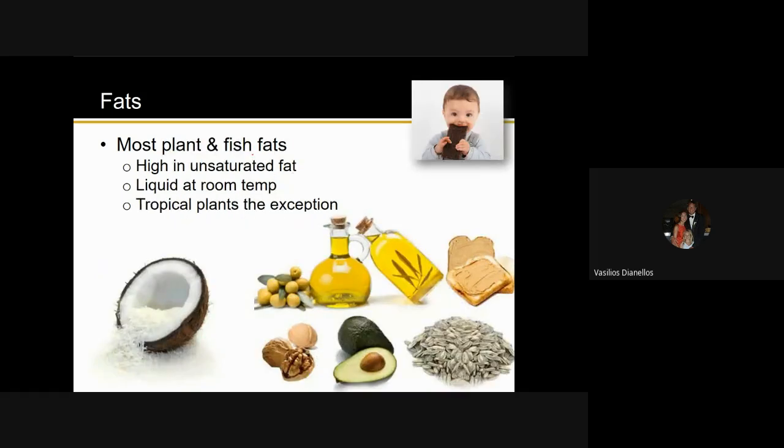All right. Most plants and fish fats are high in unsaturated fat. So now we're talking about the opposite. So generally speaking, at least for the exam, and if you're going to associate things, you would think of animals as saturated fat and plants and fish as unsaturated fat. Unsaturated fats are liquid at room temperature, and they're actually really good for you.